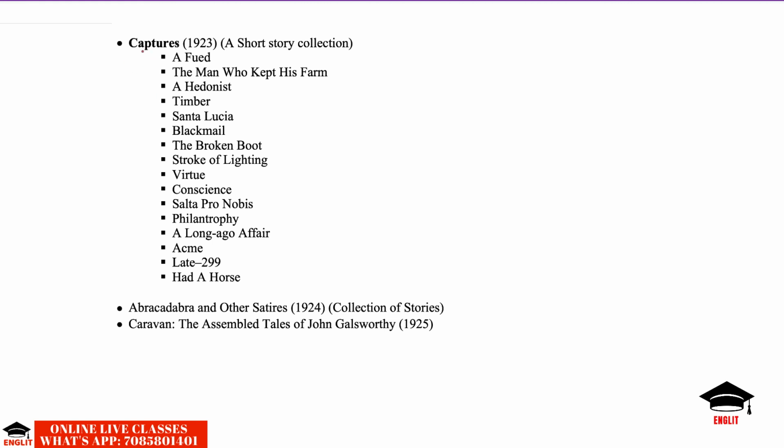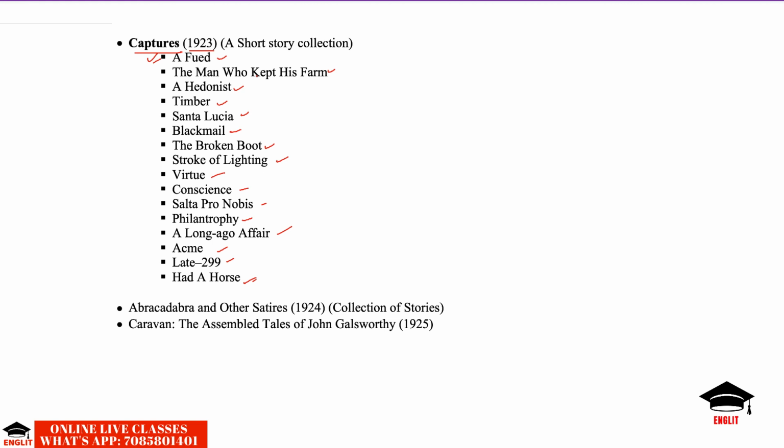Now the next collection is Captures, that was published in 1923. In this too there are many tales, many stories, just like A Feud, A Man Who Kept His Form, The Hedonist, Timbers, Santa Lucia, Blackmail, The Broken Boot, Stroke of Lightning, Virtue, Conscience, Salta Pro Nobis, Philanthropy, A Long-Ago Affair, Acme, Late 299, and Had a Horse. So these stories were published in this collection, Captures.